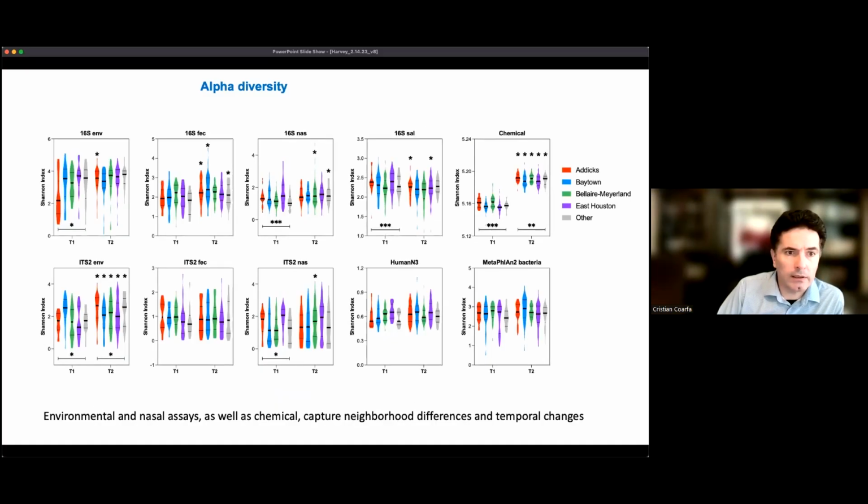Similarly, when you look at the neighborhood, we saw that, again, maybe not surprisingly, the environmental metrics and the nasal metrics correlate strongly with differences between neighborhoods at time one, right after Harvey. And a metric like ITS, the fungal environment, captures differences across the different time points for almost every neighborhood. So again, this speaks to the power of this multi-omic microbiome-focused approach.